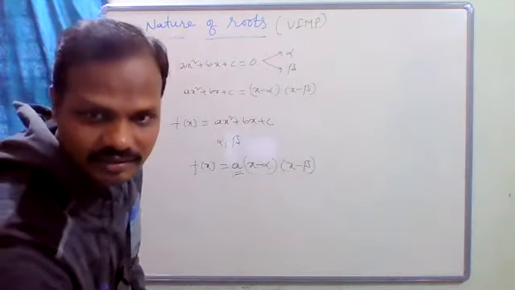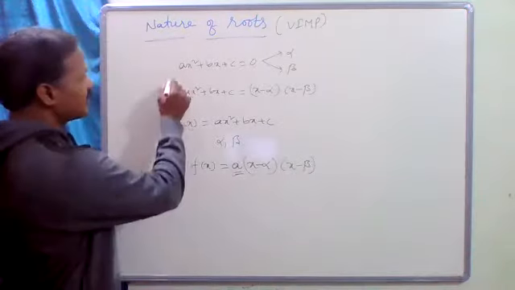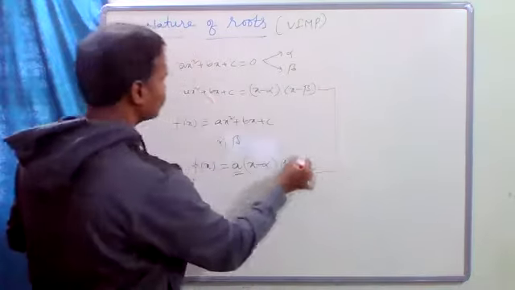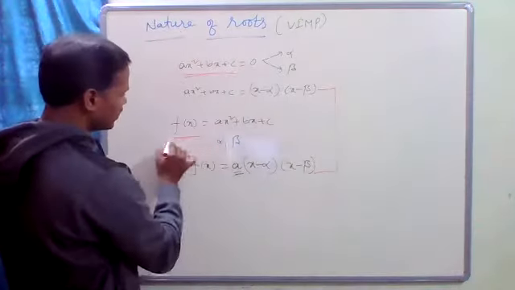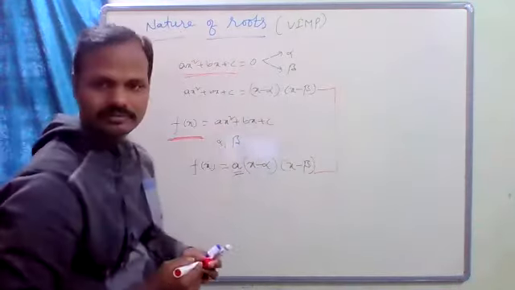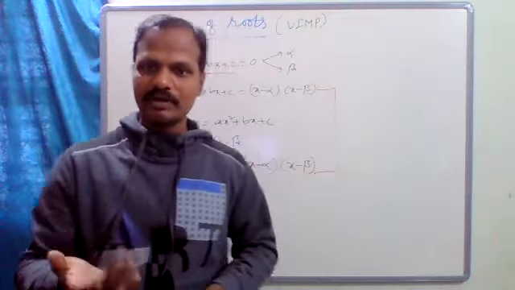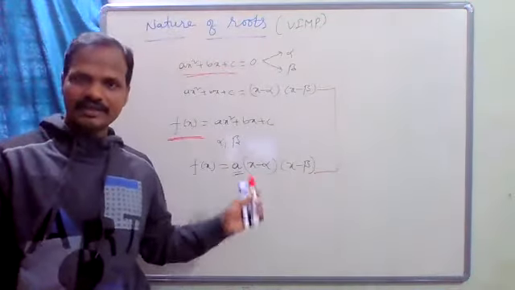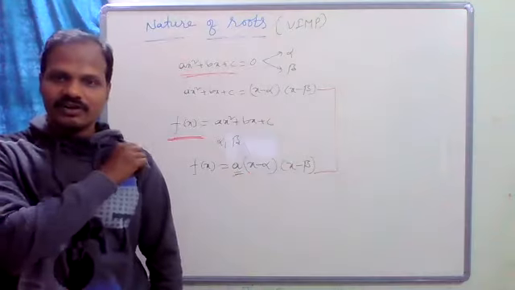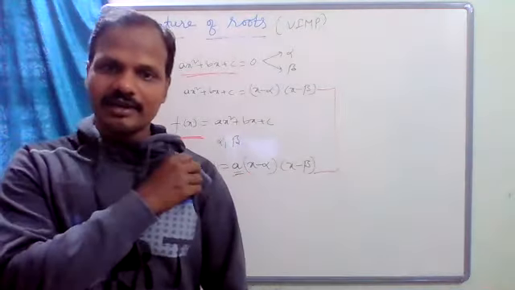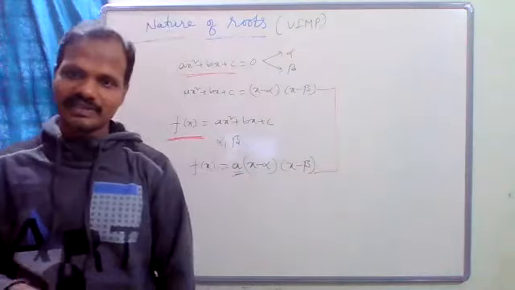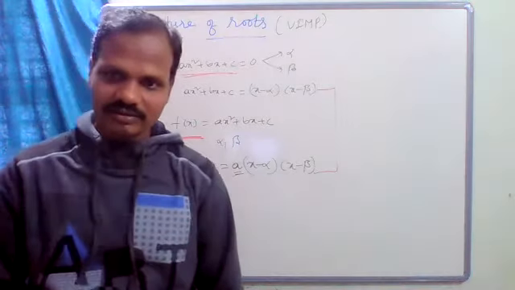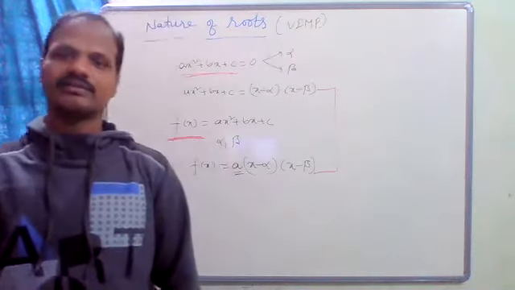Is it clear to everybody, the difference between these two? This is the quadratic equation. This is the quadratic polynomial. Let me know quickly. Is it clear, the difference of writing the equation and writing the polynomial?